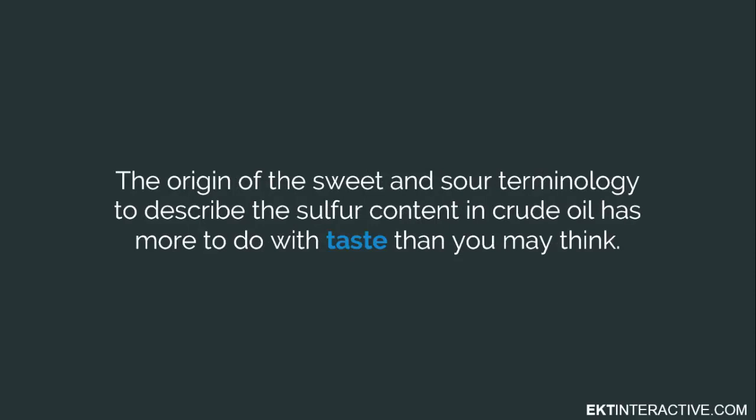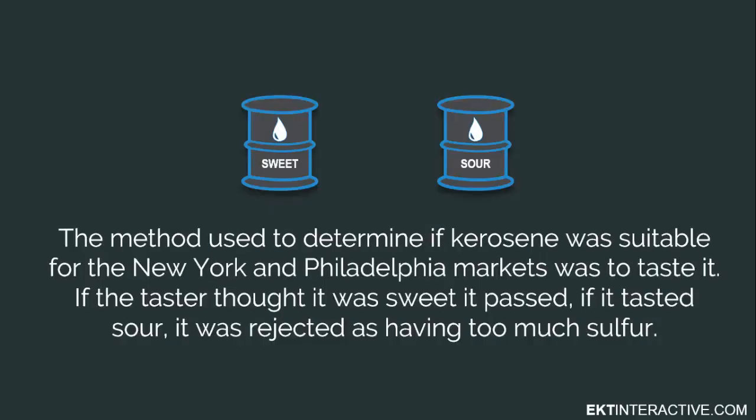The origin of the sweet and sour terminology to describe the sulfur content in crude oil has more to do with taste than you may think. In the early days of Pennsylvania crude oil production, petroleum was being used as a substitute for whale oil in indoor lighting. If a batch of kerosene had too much sulfur, it would emit an unpleasant odor when burned. The method used to determine if kerosene was suitable for the New York and Philadelphia markets was to taste it. If the taster thought it sweet, it passed. If it tasted sour, it was rejected as having too much sulfur.